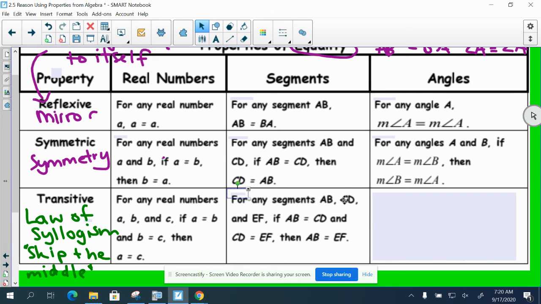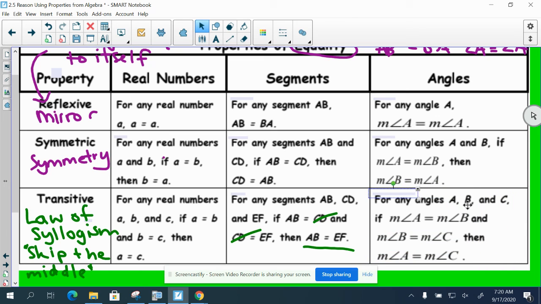For segments, if AB is equal to CD, and CD equals EF, well, AB and EF are both equal to CD. So we can skip the middle and just say that AB is equal to EF. And then the last one, for any angles A, B, and C, the measure of angle A equals the measure of angle B, and the measure of angle B equals the measure of angle C. They are both equal to the measure of angle B, so we can skip the middle and say the measure of angle A equals the measure of angle C.